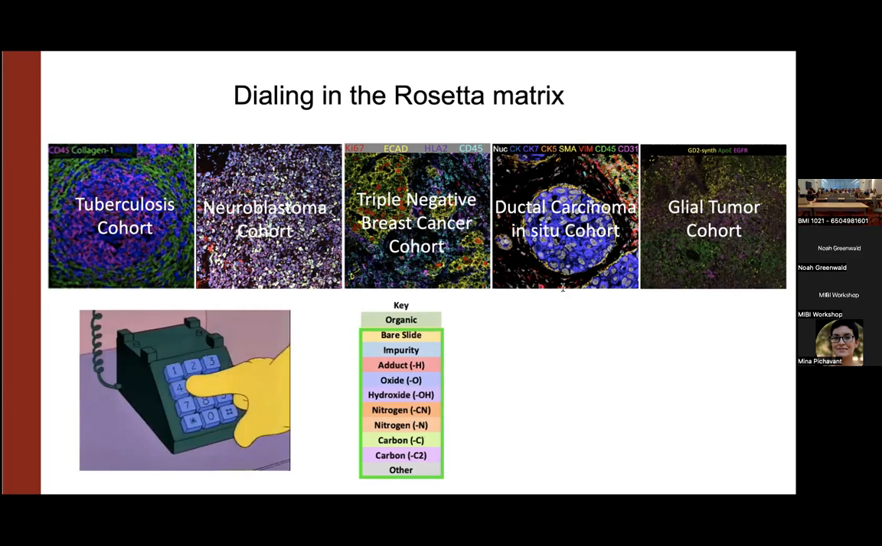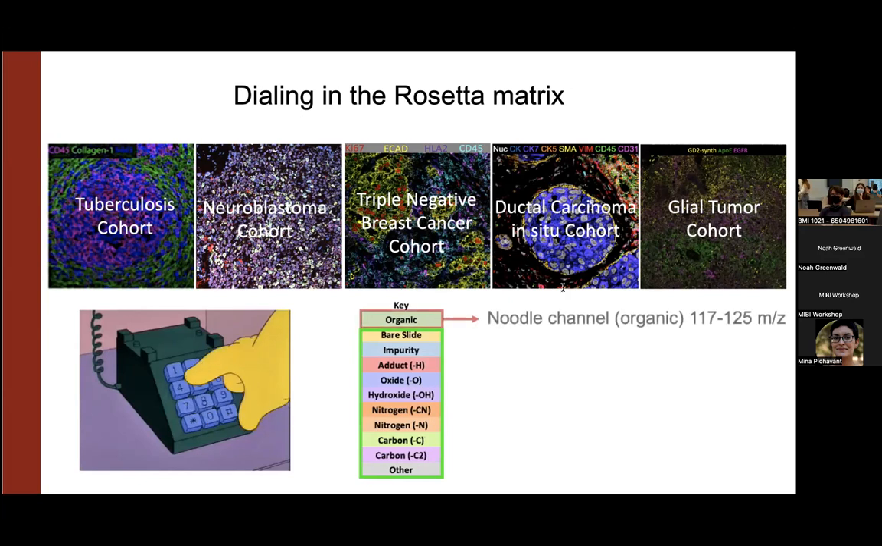But as Mike mentioned, and as Erin mentioned as well, the majority of the noise and the variability that we subtract in this compensation matrix really comes from the neural channel, which is from the 117 to 125 matrix.